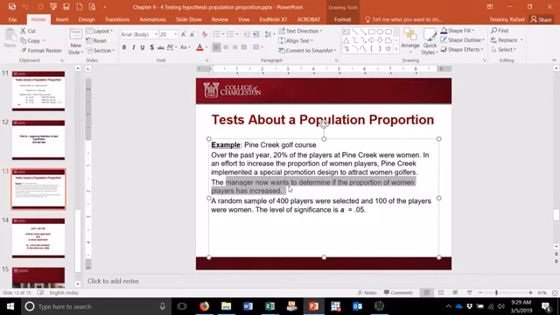Hello, this is Professor Teixeira, and I'm going to show you how to do a hypothesis test for a population proportion. And I'm going to use this example we had in class, a Pine Creek golf course.